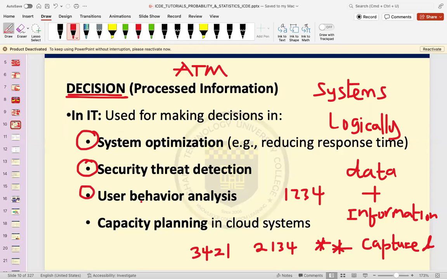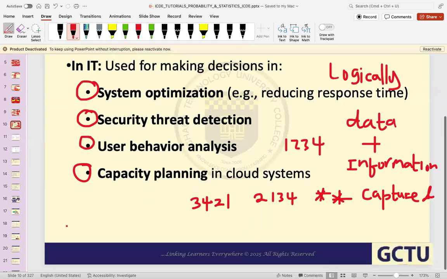Again, there are other decisions that are made when user behavior is being analyzed. And in cloud computing, you have capacity planning in cloud systems. All these IT systems are based on what our roadmap is telling us. We start from data, we move to information, and then we end with a decision.